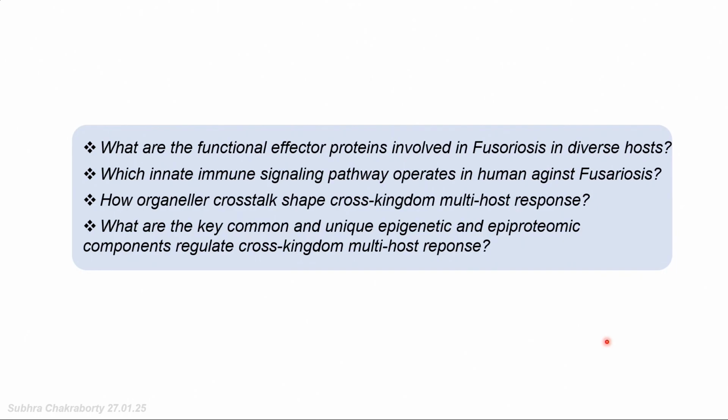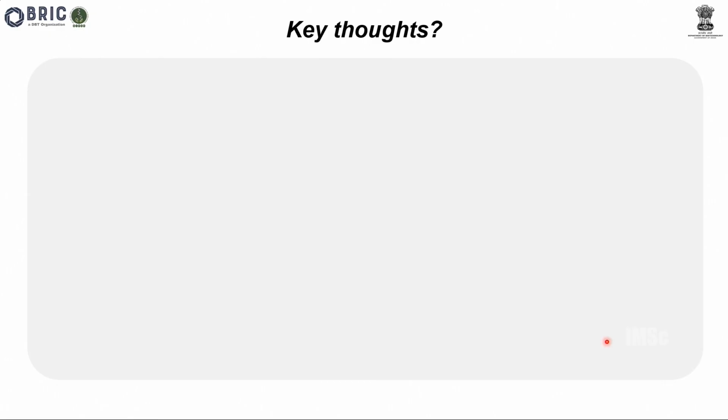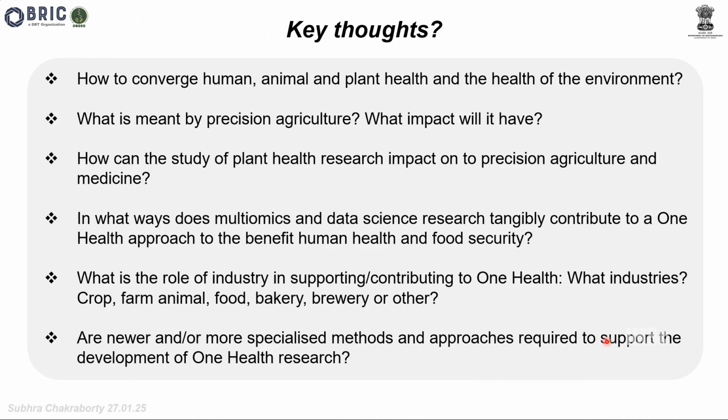Then what are the other immune pathways that operate in humans, that is what we have now been collaborating with NIH on, trying to figure out using a macrophage system, and what are the other organelle crosstalk, and what are the common and unique epigenetic marks. So this epigenetic mark work is going on in the lab. Now I'll leave you with a One Health session with some key thoughts.